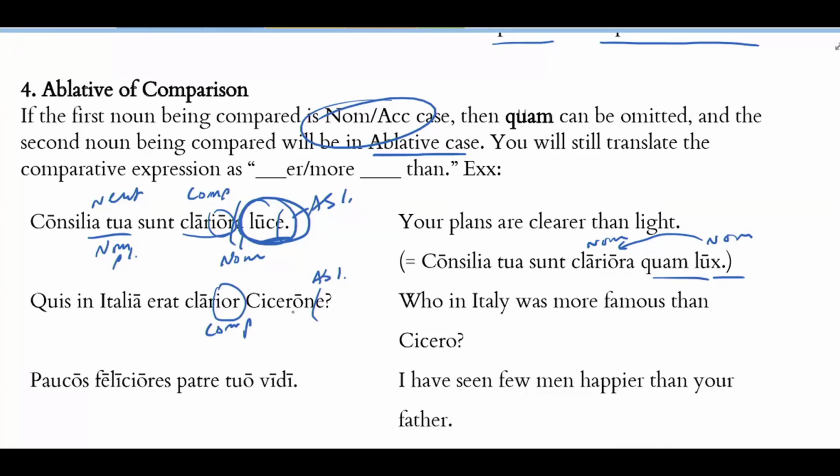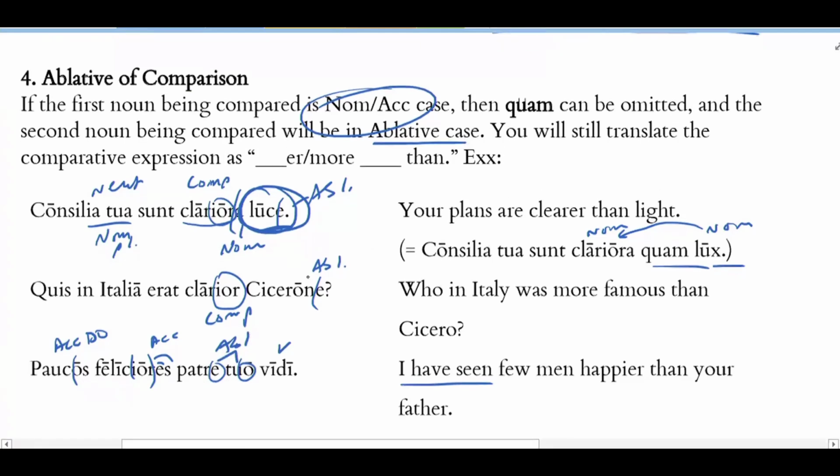And then last, paucos feliciores patre tuo vidi. So vidi is my main verb, I saw or have seen. Paucos is my accusative direct object. Few, feliciores, there's my -ior comparative, right? And this -es case ending is going to be, just realize I left the macron off there, accusative as well. I have met few men happier. Okay, happier than what? Well, I don't have quam here, but I do have patre tuo, which is ablative, isn't it? And I need to add "than," happier than your father. Okay, so that's the kind of use we have. Notice that paucos is accusative, and I can do this omission of quam if my noun's nominative or accusative that's being compared. All right, so there you go.